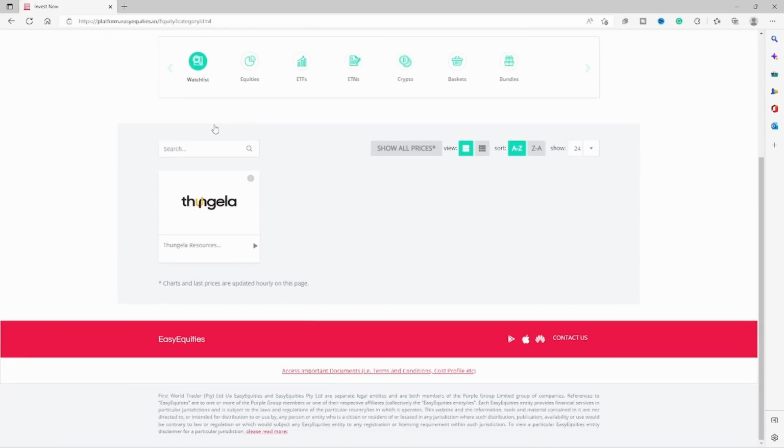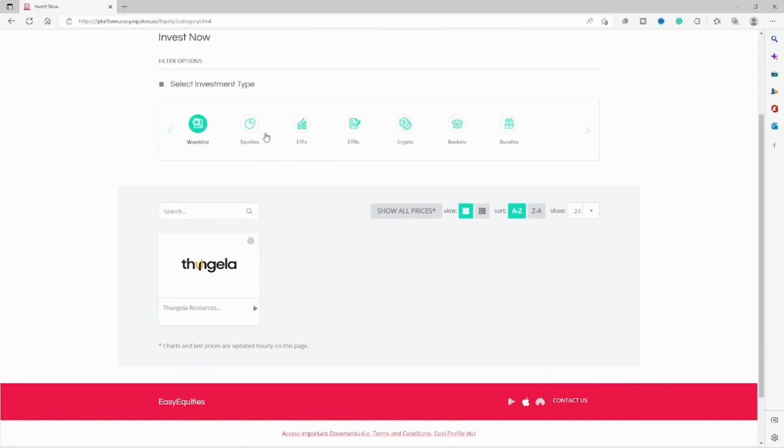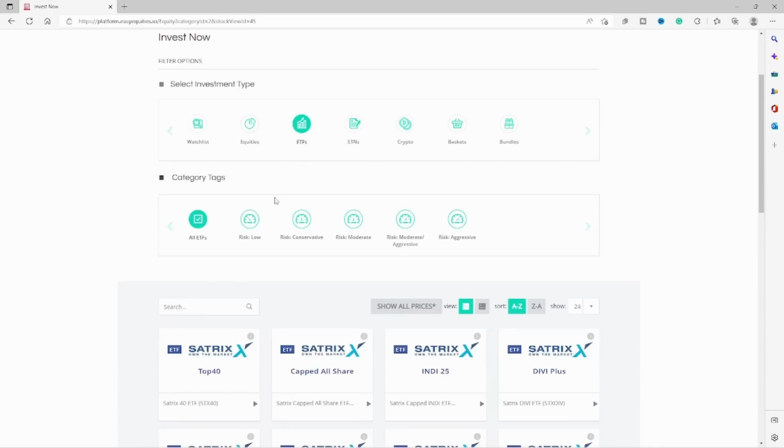Then after that, there are different tabs whereby you can choose which one you want to invest in. You can invest in equity, ETFs, ETNs, crypto, baskets, and bundles. But for those that are returning, they know that I don't like cryptocurrency. I don't like investing in it, but other people are for it. So if you're for it, goodies. We're going to make an example with an ETF, so we're going to click on ETF.